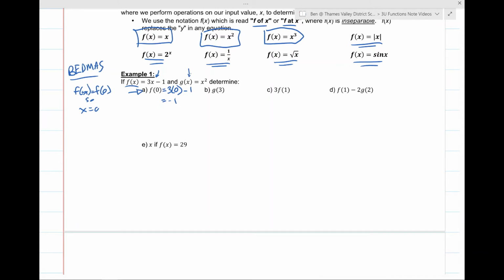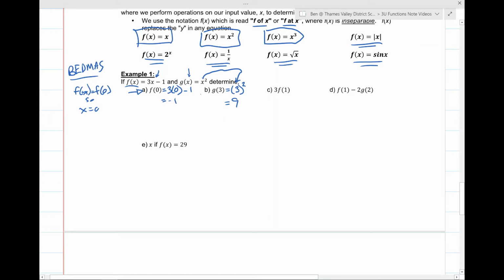So we're going to evaluate g at 3, and that means we're going to evaluate g of x where x equals 3, so we can fill that in. Instead of writing the x here, we're going to write the 3. So we're taking it from here. Instead of writing the x, we write the 3, and then we square it. So 3 squared equals 9. That means g of 3 equals 9.